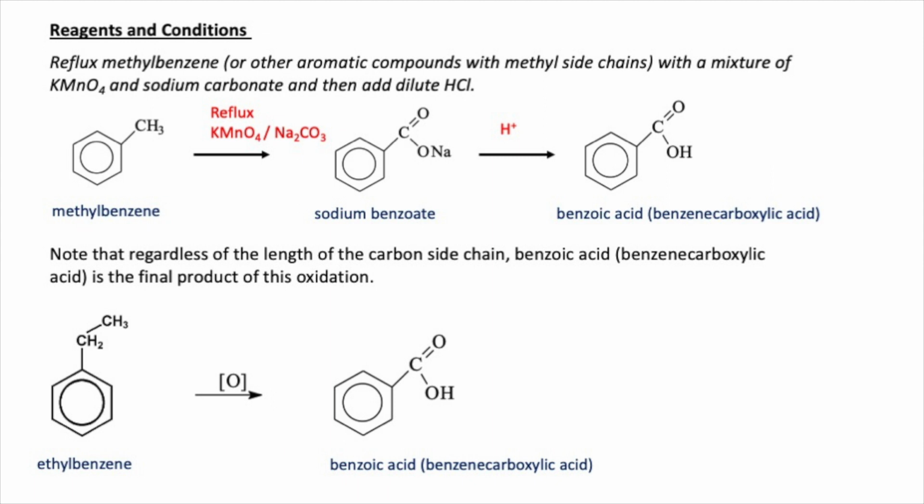Now, it doesn't matter what the length of the carbon chain on the benzene ring is. So even if you don't have methylbenzene, but you have something like ethylbenzene or propylbenzene, you can still get benzoic acid via this method of oxidation. So if you oxidize ethylbenzene or propylbenzene, you will get benzoic acid if you oxidize it with KMnO4 with sodium carbonate and then acidify with dilute acid such as HCl or sulfuric acid.